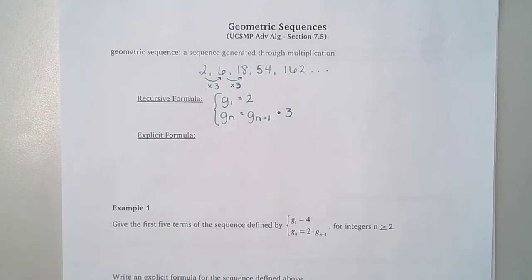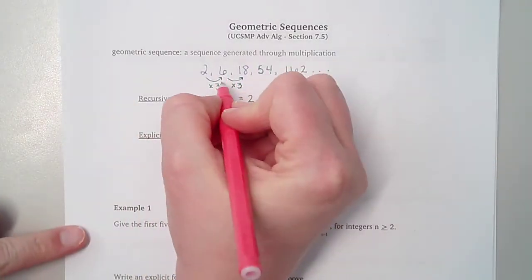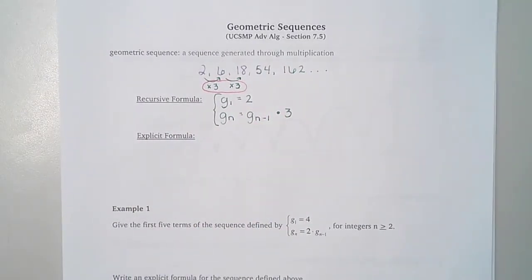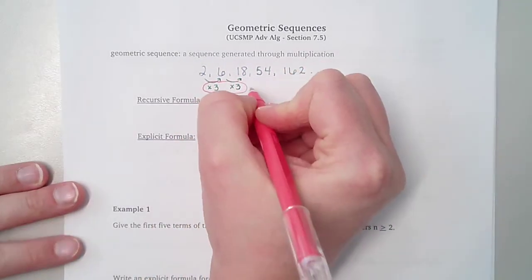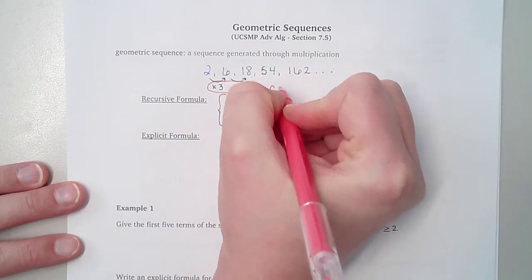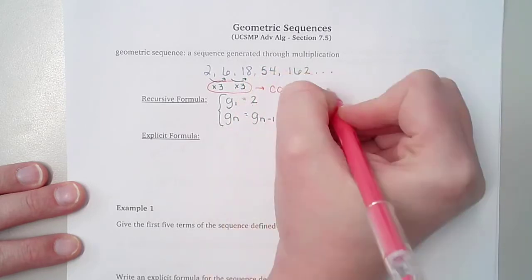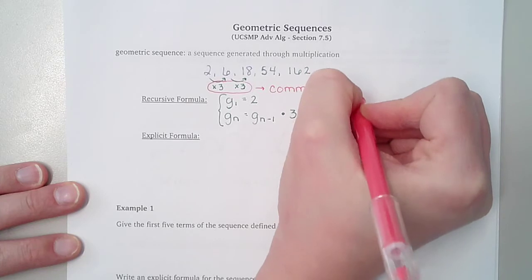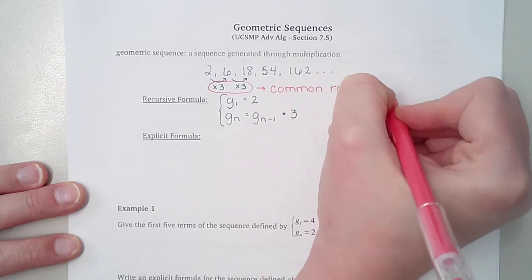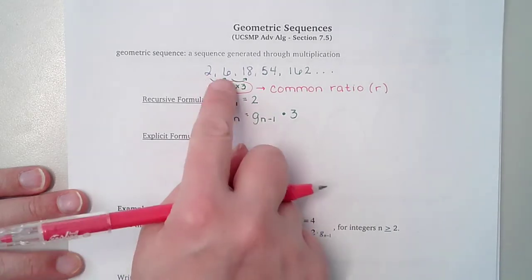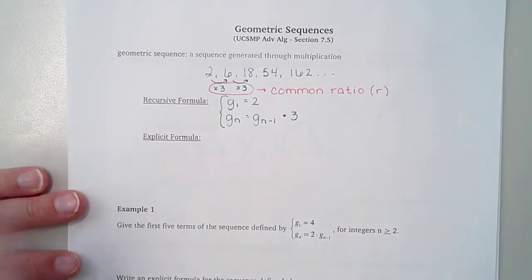By the way, just some terminology here to throw at you. This 3, the thing that you're multiplying by over and over again, if you remember when we talked about arithmetic sequences, we referred to a constant difference. In a geometric sequence, this number is referred to as a common ratio. That's the thing that you're multiplying by over and over again, and we use the letter R to represent it. So this is an example of a recursive formula that's specific to this sequence that I made up here.